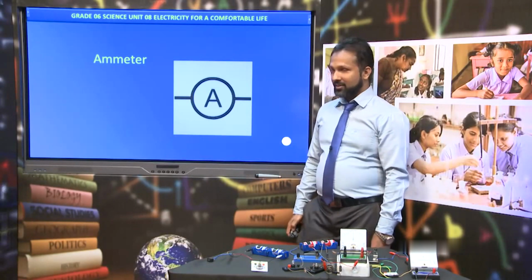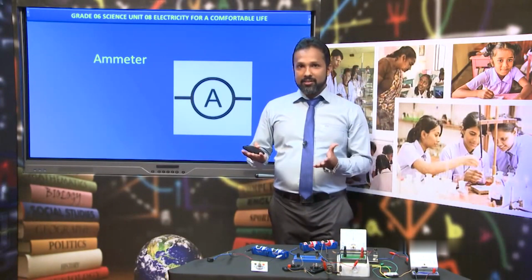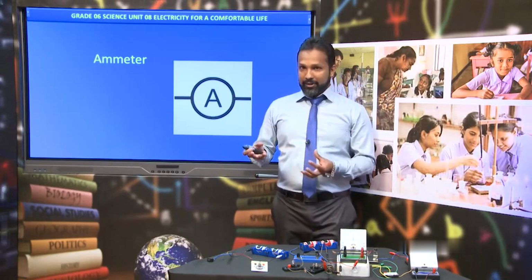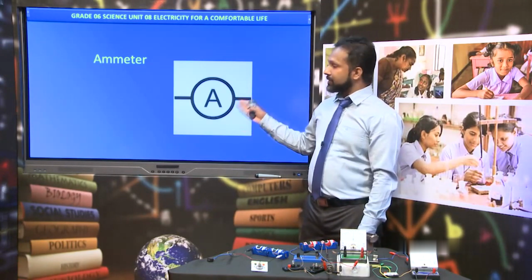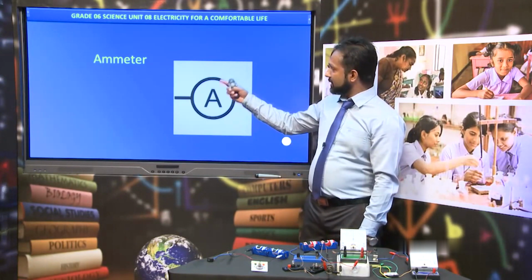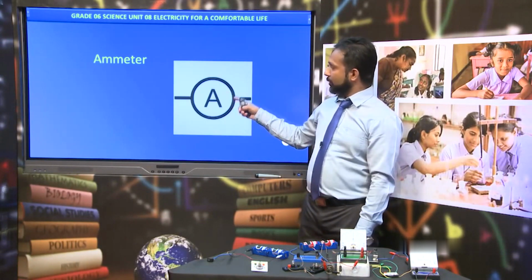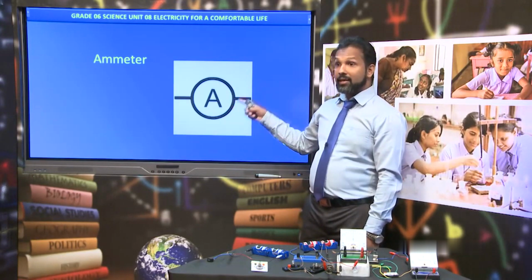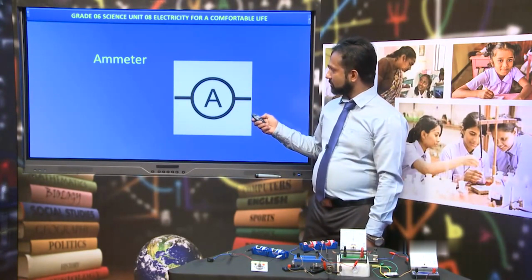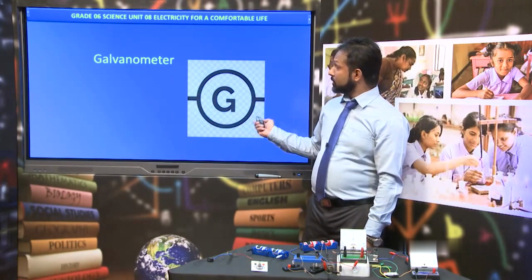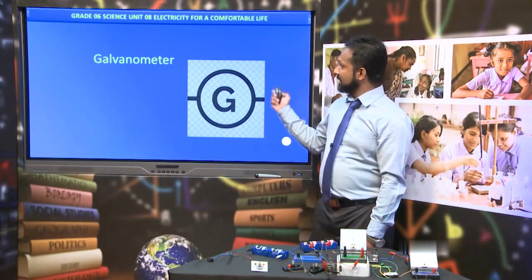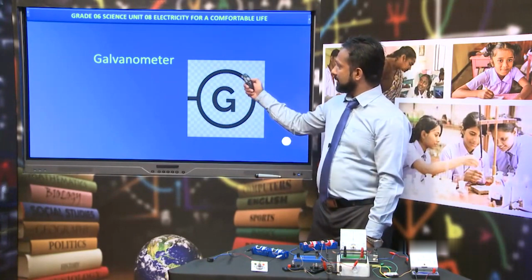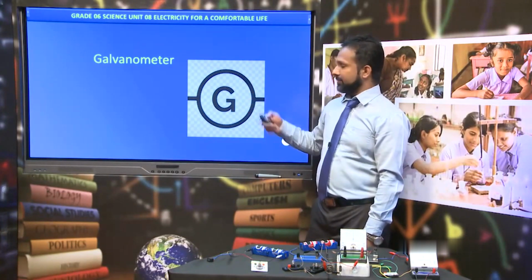Ammeter. You watched a picture of an ammeter. Here, the symbol of the ammeter is given. Inside the circle, we have to use the capital A. This is the symbol of a galvanometer. Inside the circle, capital G is written.